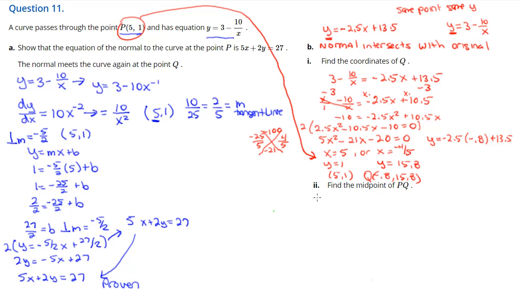So now the next part, they want to find the midpoint of P and Q. Well, all I've got to do is add the x's together and divide by 2, and then add the y's together and divide by 2. And I've got it made. And that's going to give me a midpoint of (2.1, 8.25).